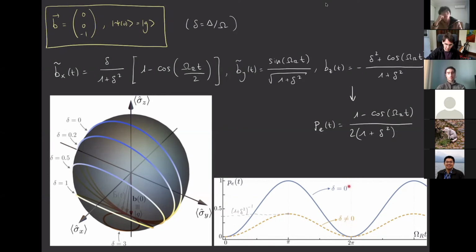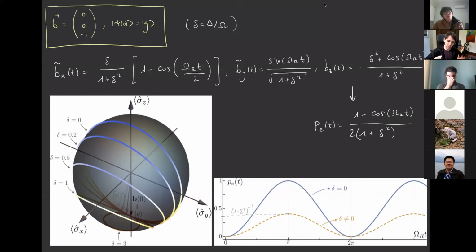Only exactly resonant light can bring the atom from the ground to the excited state. Any other light that is non-resonant will always have a probability that is not 100%, okay? So I hope that this is clear. And essentially, this is everything I want to show you about these Rabi oscillations.